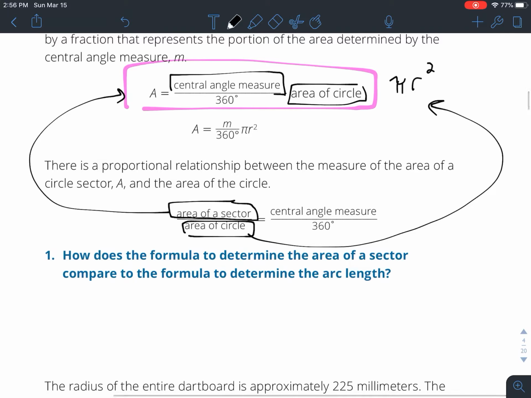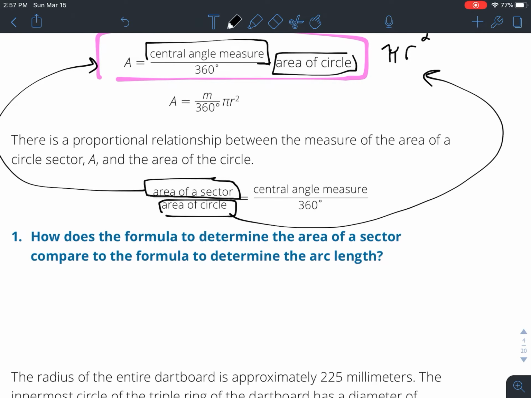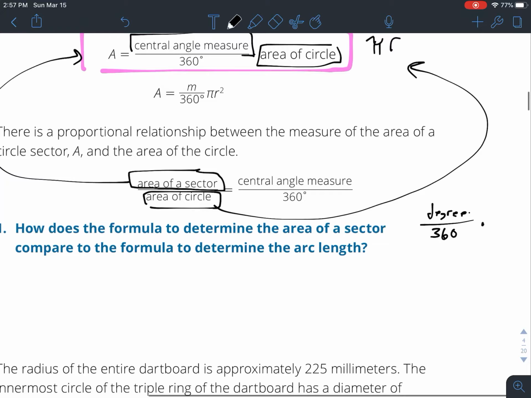So for number 1, they have us asking right now how does the formula to determine the area of a sector compare to the formula to determine the arc length? So we can say, if we remember arc length, that was our degrees over 360 times 2 pi r. So both formulas use fractions.